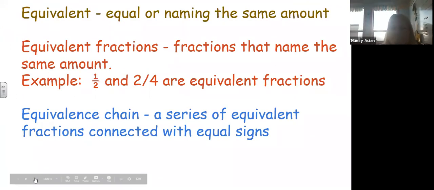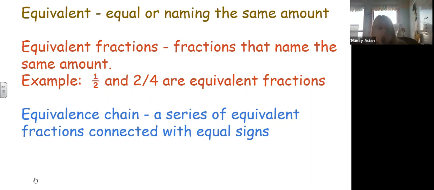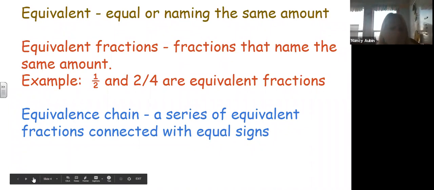Equivalent means equal. Just like our water around the world is equal? No, it is not distributed equally. That's why you guys are going to know that word so well, because we're talking about that in EL, right? They're not fair shares. Equivalent fractions named the same amount are equal, like 1/2 and 2/4. An equivalence chain has the equal sign to connect those fractions that show the same amount or are equal.